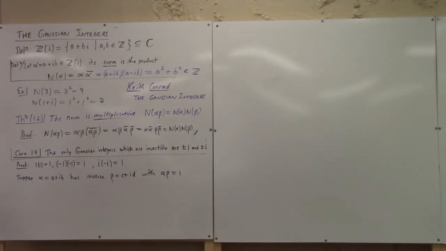So why is this a corollary to this theorem? It's because the proof here relies strongly on the norm. What happens when you take the norm of alpha beta equal to 1? What does it show you?